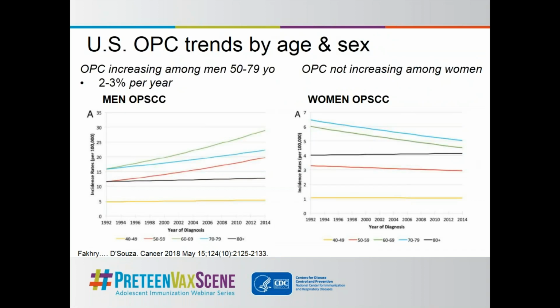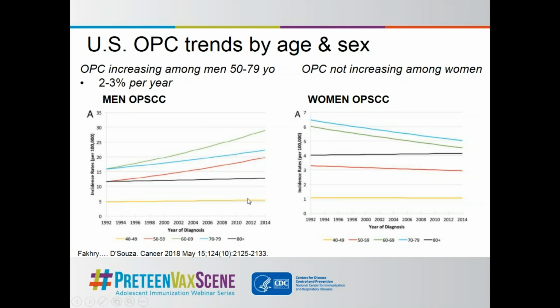So if we look at the rate of oropharyngeal cancer by age group, what we can really see here is that the increase happening in oropharyngeal cancer risk among men is happening across men of many different ages. You can see here for men in their 50s in the red line, for men in their 60s, which is this green line, and for men in their 70s, which is the blue line, the risk for oropharyngeal cancer has increased substantially over the past 20 years.